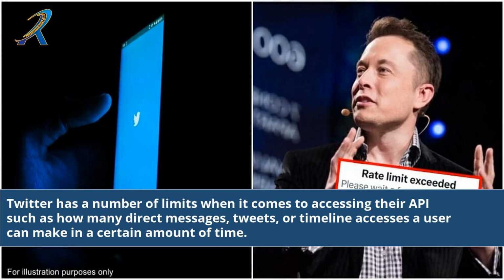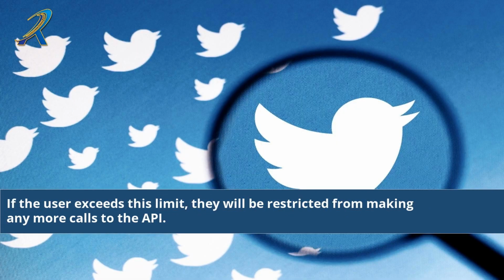Twitter has a number of limits when it comes to accessing their API, such as how many direct messages, tweets, or timeline accesses a user can make in a certain amount of time. If the user exceeds this limit, they will be restricted from making any more calls to the API.